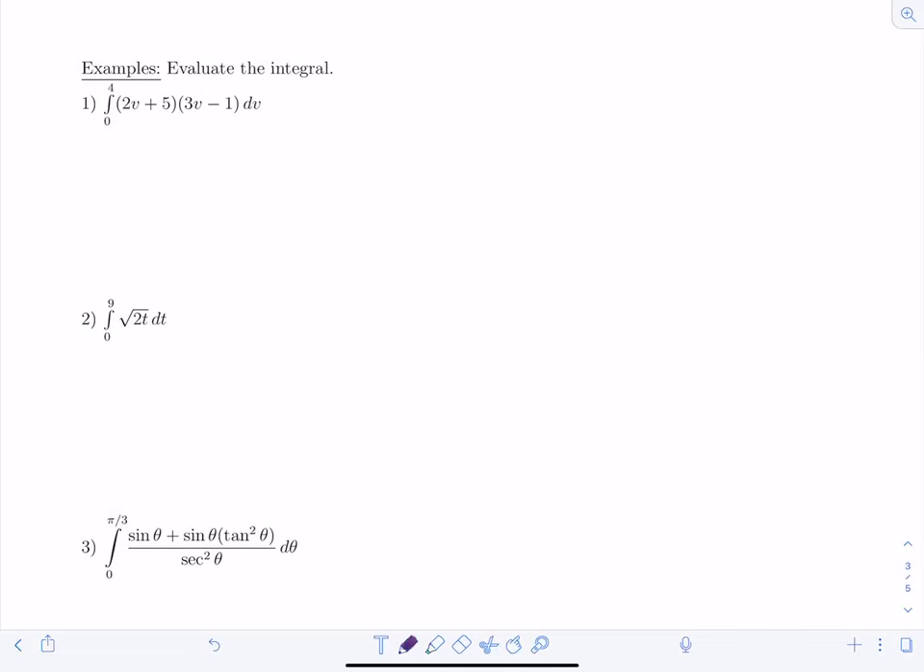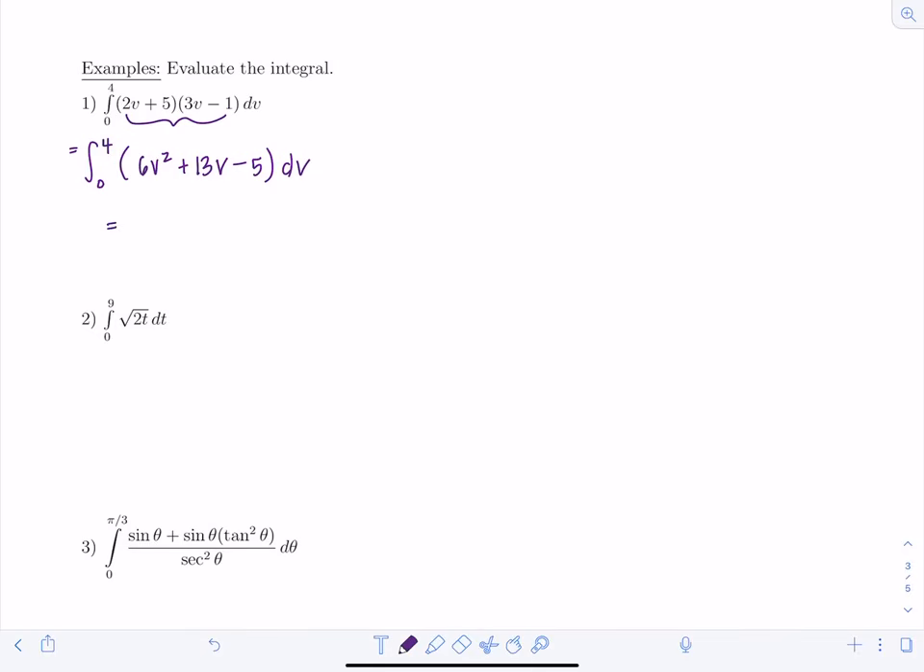Okay, so first thing I notice, again, I need to multiply out the integrand. So I have the integral from 0 to 4 of 6v squared minus 2v plus 15v, so plus 13v minus 5. Don't forget the dv. I haven't integrated yet. As long as you have an integral sign, you need a dv or d whatever the variable is. Okay, now I can antidifferentiate.